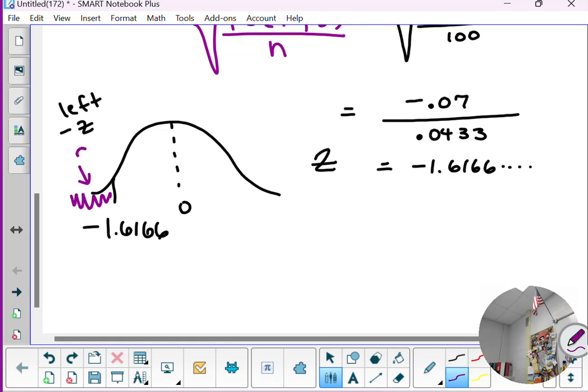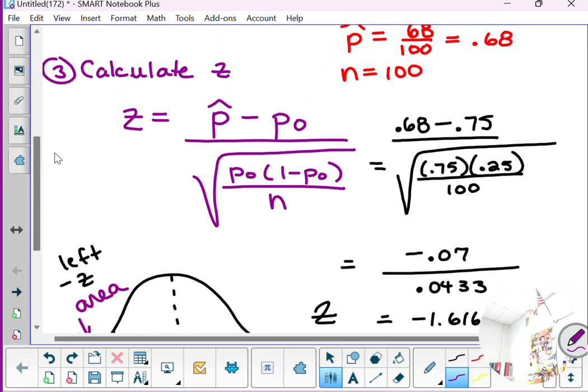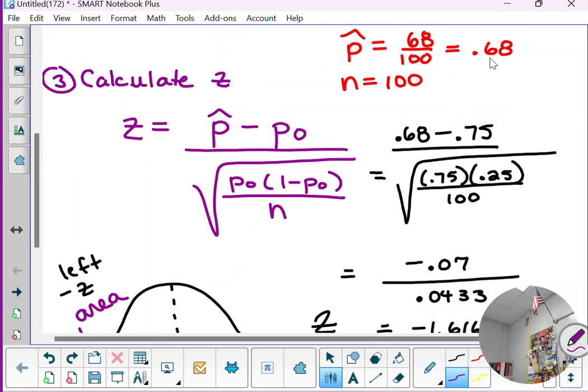We want that area. That area is going to represent the probability that we got this answer in the context of our problem. What's the probability I would have gotten a 68% instead of a 75%? If it's a high enough probability, then we say, okay, yeah, this is nothing special. We're not going to reject the original claim. There's not really enough evidence to say the original claim doesn't make sense.